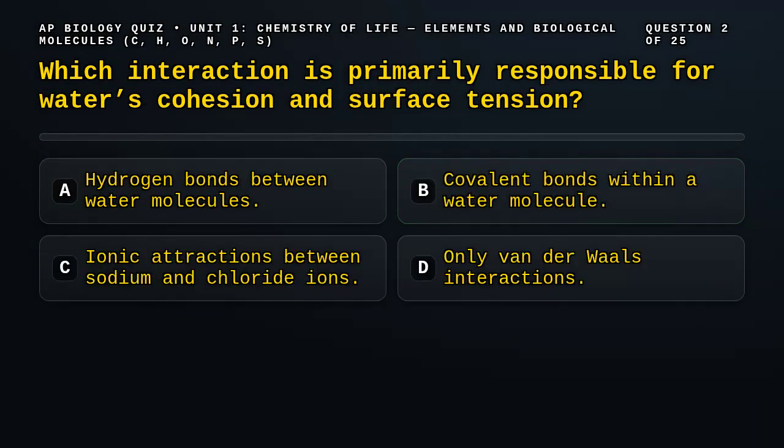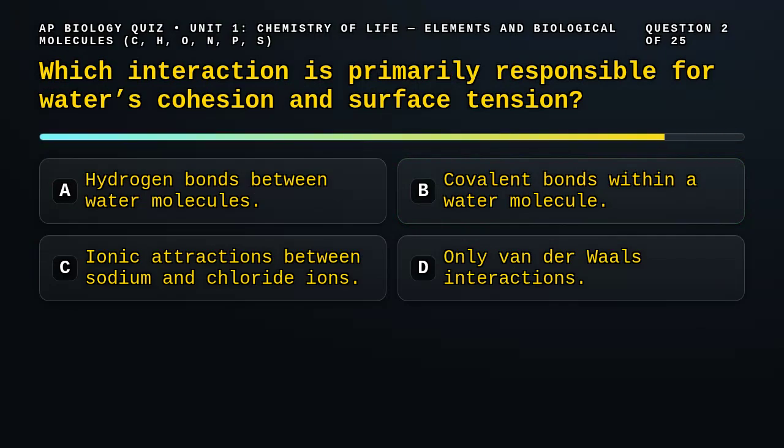Question 2. Which interaction is primarily responsible for water's cohesion and surface tension? A. Hydrogen bonds between water molecules. B. Covalent bonds within a water molecule. C. Ionic attractions between sodium and chloride ions. D. Only van der Waals interactions.